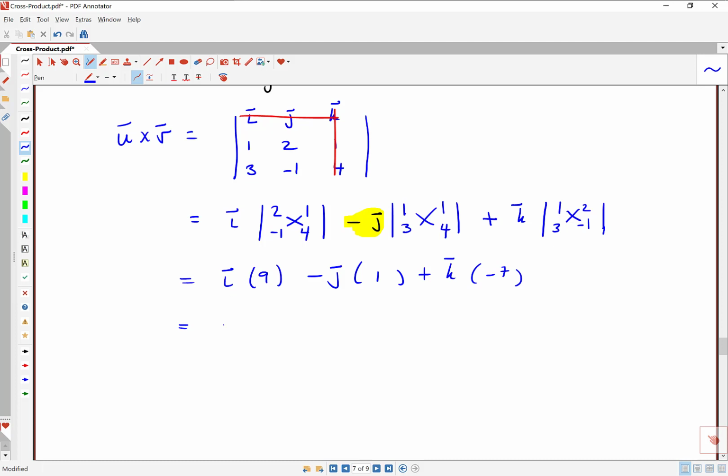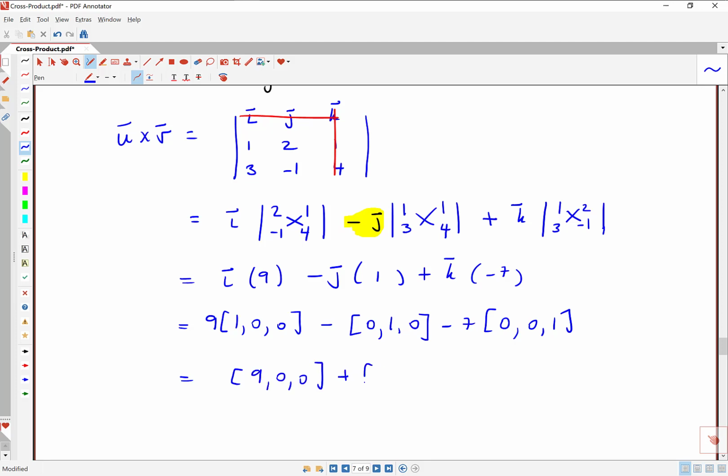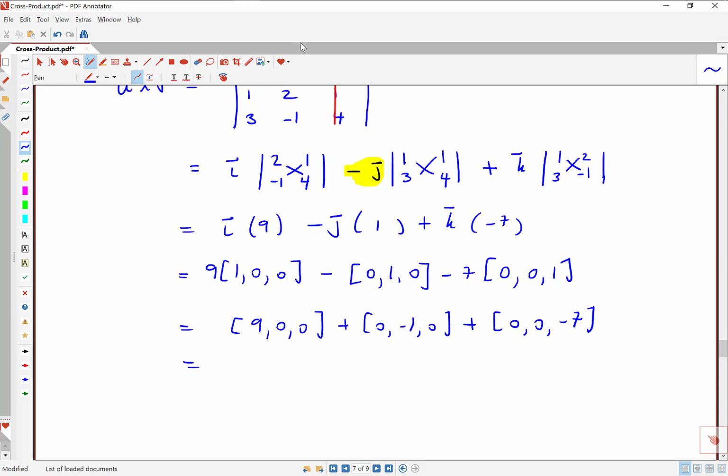Okay, so vector i represents the vector 1, 0, 0, so we're saying take 9 times that. And then vector j, instead of writing down vector j, let's remember that represents the vector 0, 1, 0. And then we're going to go -7 times k, and k is the vector 0, 0, 1. All right, if I really belabor the algebra, it would look like 9, 0, 0, and then plus 0, -1, 0, and then plus 0, 0, -7. And then we could add those together to create 9, -1, -7.